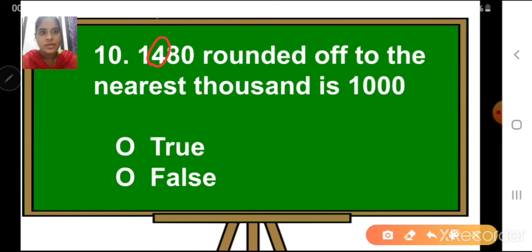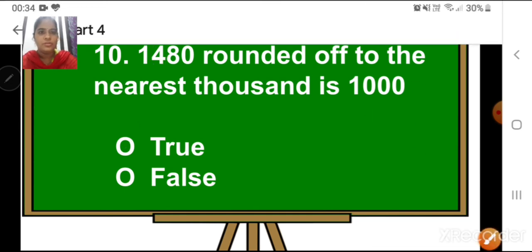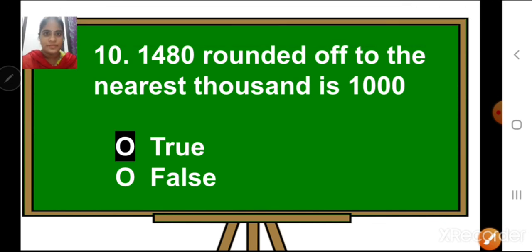So 4 will become 0. 8 also will become 0. And the number at ones place also will become 0. The number at thousands place will not change. Why? Because the number at hundreds place is 4. If it is 4 or less than 4, the number at thousands place doesn't change. So yes, our answer is 1000. Correct? So it is right. So it is a true option. So we are going to click on the true option. Okay children.